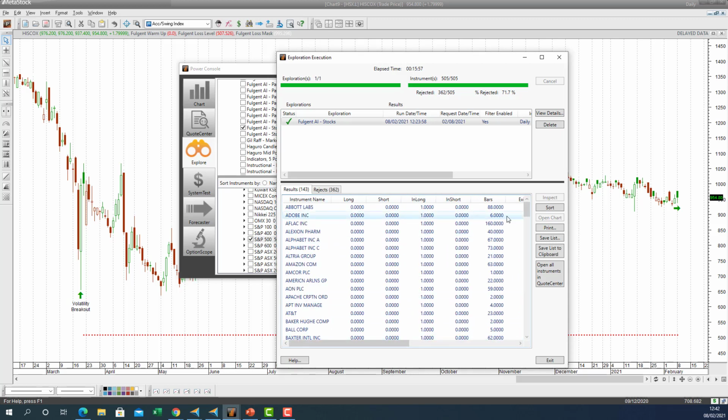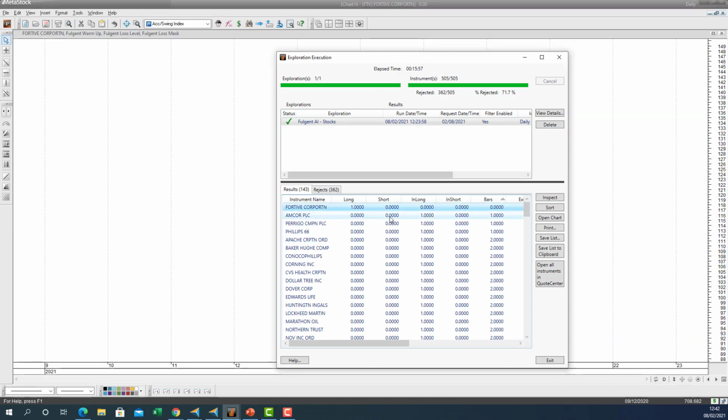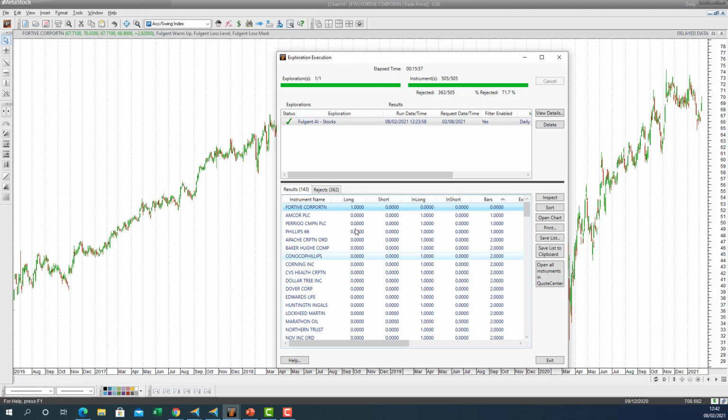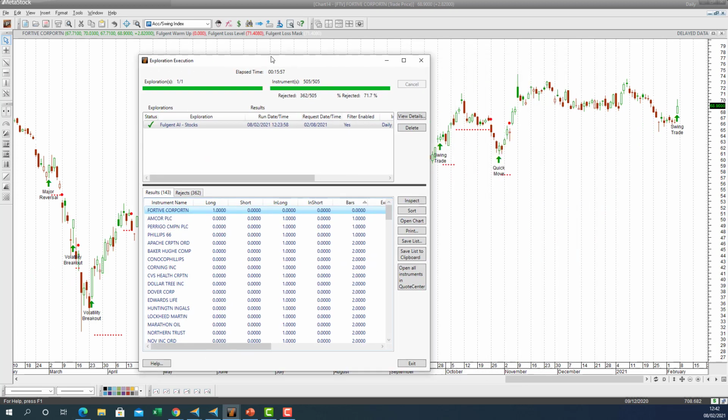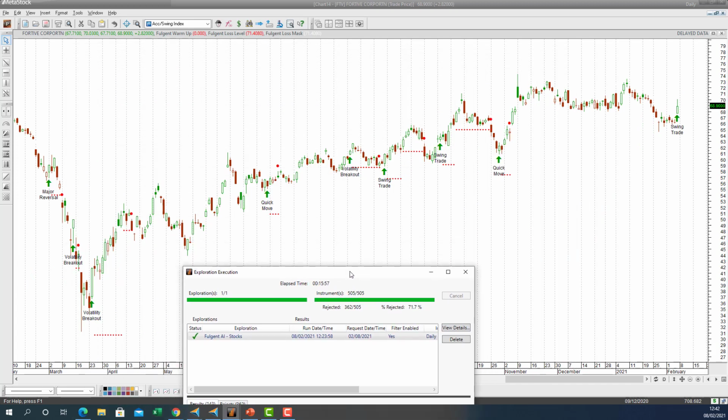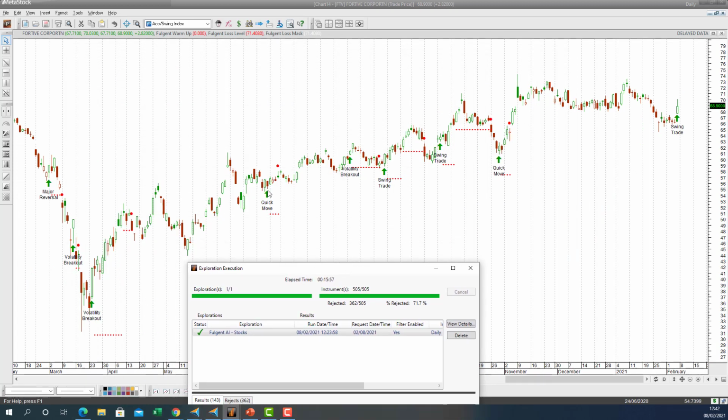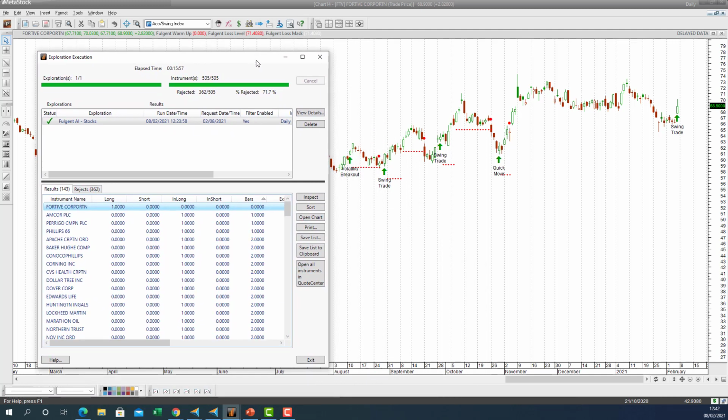So we can see here we have quite a lot of stocks out of the S&P 500. We're going to sort them from most recent to older signals. We've got this one, Fortive Corporation, coming through with a signal. You can see that we've had some fantastic swing volatility breakout trades here. Quick move there, swing trades there, swing trades there, quick move there. Now another swing trade coming, so there's upside potential in it.